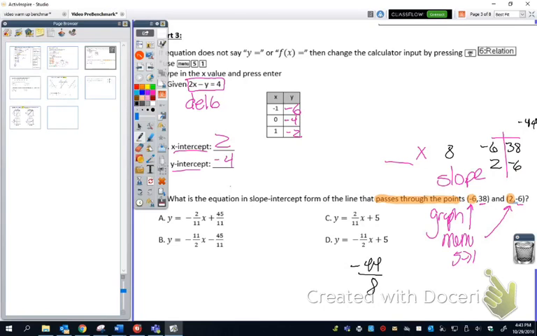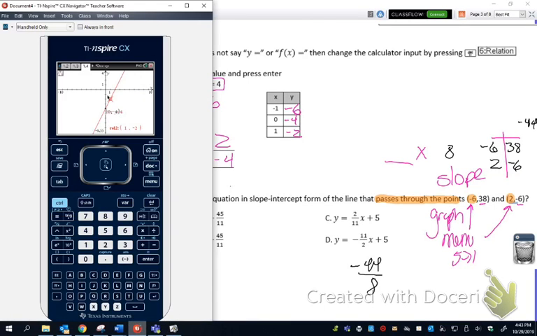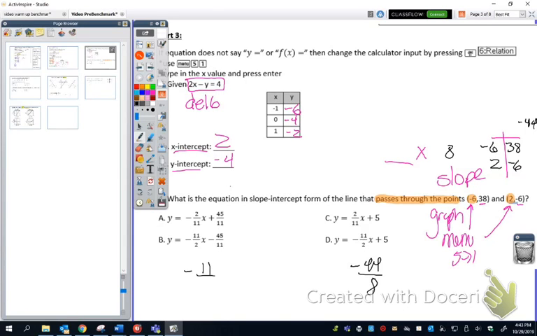Now, some of you forget to put that in your calculator. So on a control dot page, my calculator, negative 44 divided by 8, put that in your calculator. It reduces to negative 11 over 2. So negative 11 over 2 has to be in front of the x.